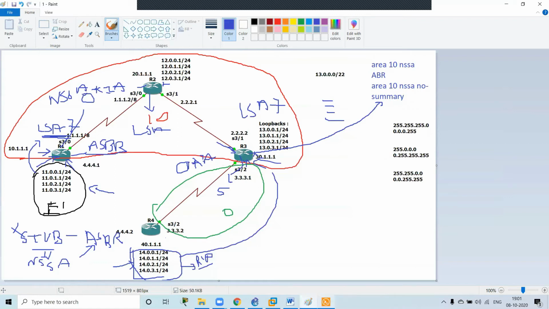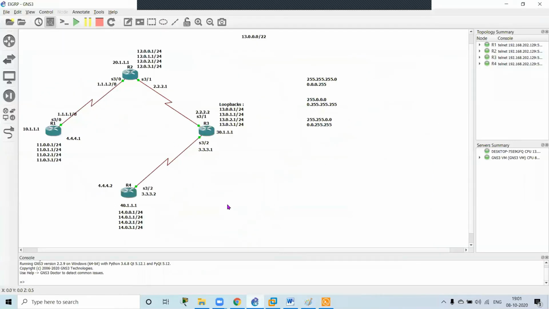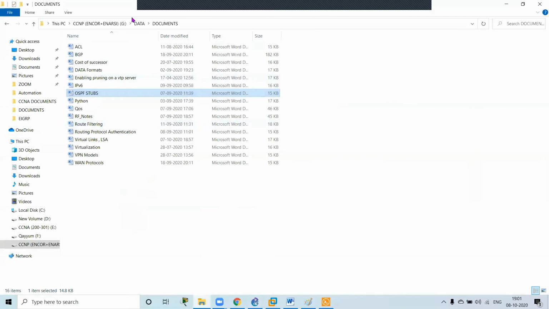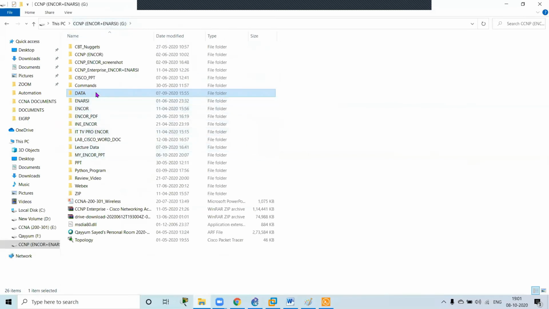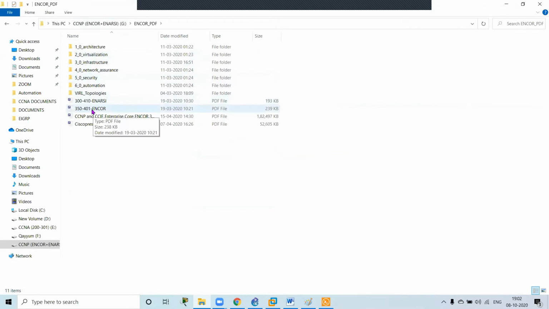So this is where we have completed our stub concept. Okay. Now, will this be part of ENCOR or part of ENRSI? I mean, in examination, these questions can come. I don't think so. It is a part of ENCOR. Okay. So I see ENCOR.